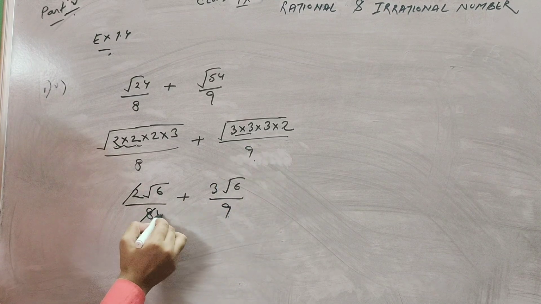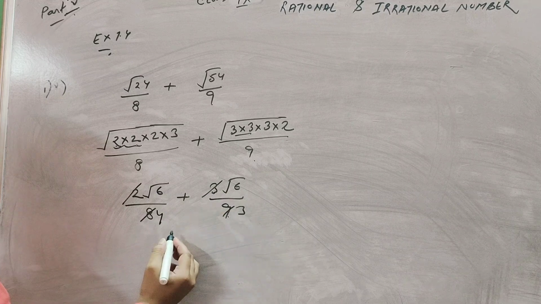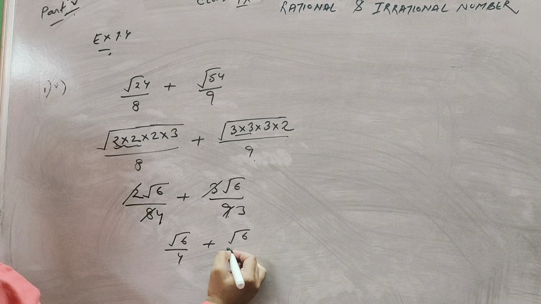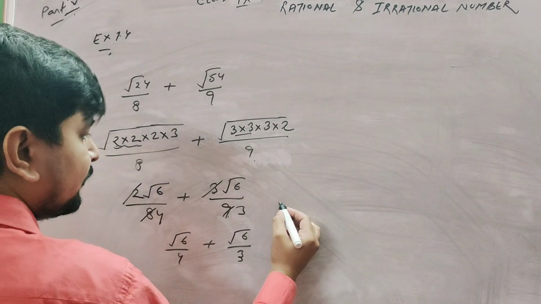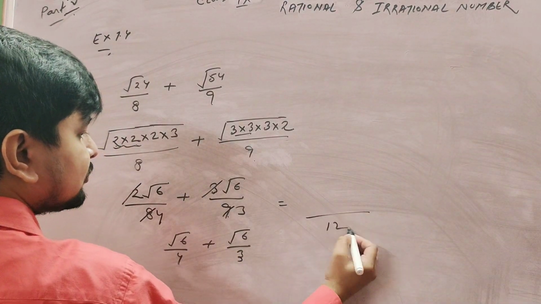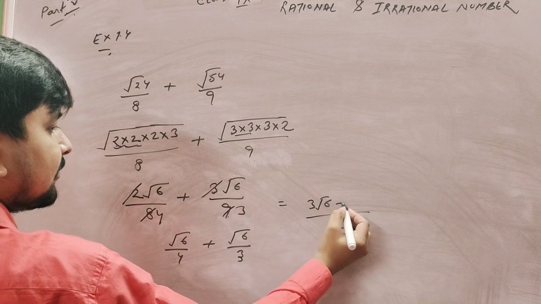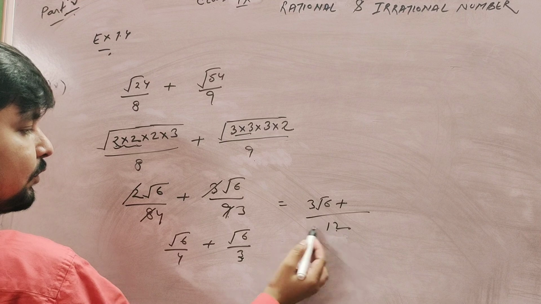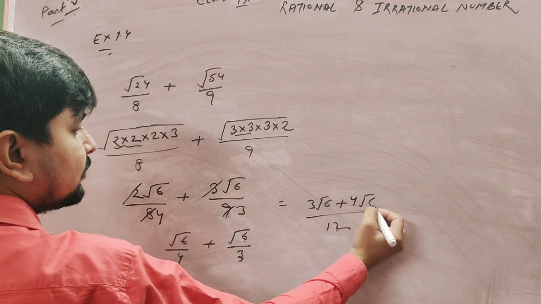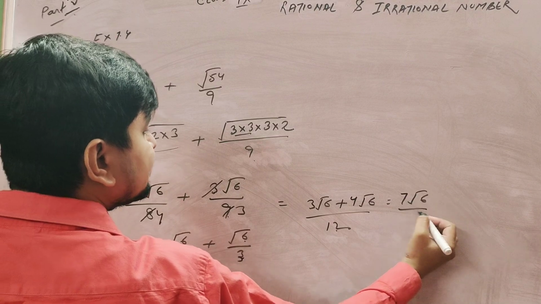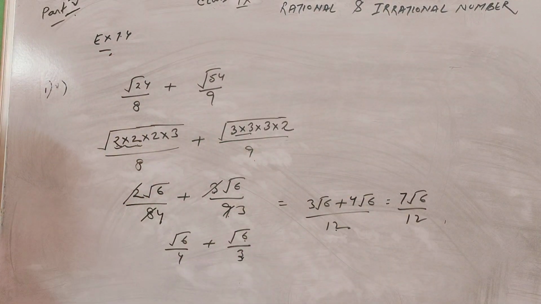So you cut it down, that is 4, you cut it down 3. So we get root 6 upon 4 plus root 6 upon 3. When you take the LCM, it is 12. This one divided by 3 gives 3 root 6, plus this one divided by 4 gives 4 multiplied by root 6, that is 4 root 6. So 3 root 6 plus 4 root 6 is 7 root 6 by 12. So your answer is 7 root 6 upon 12. Clear? Note.